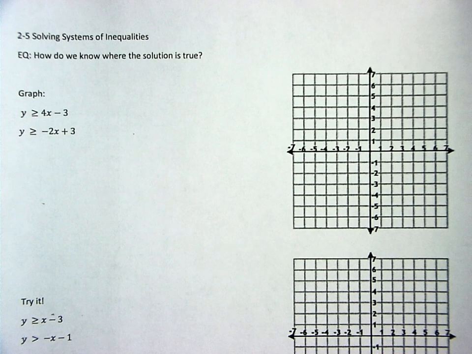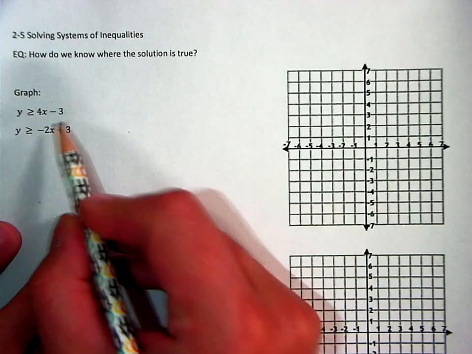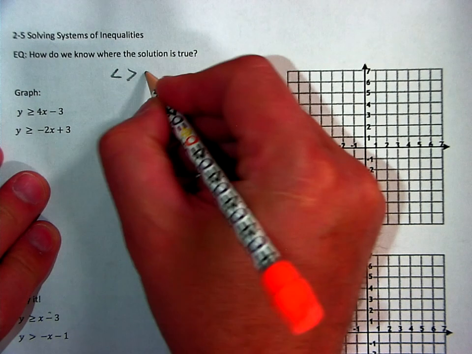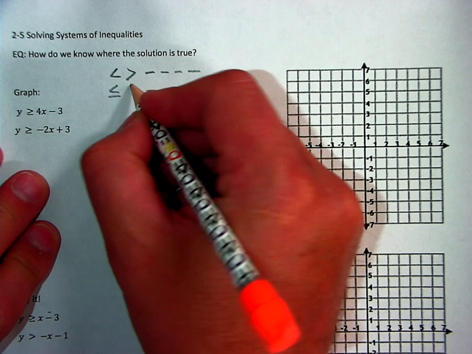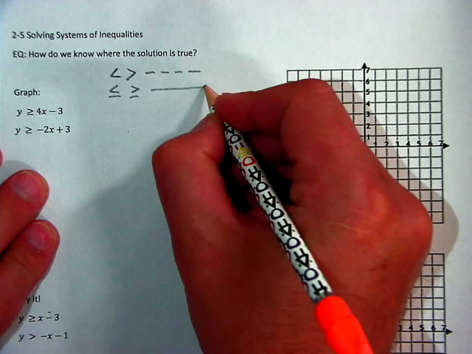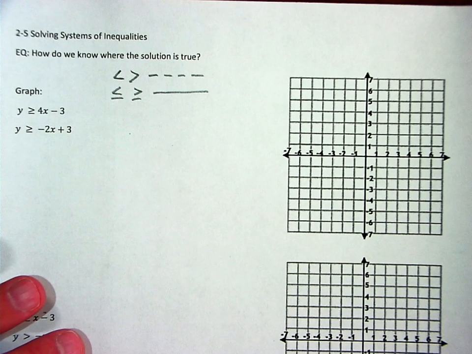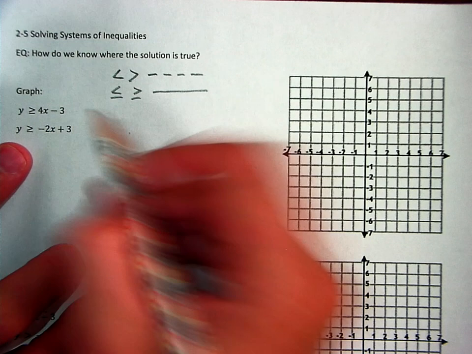First of all, y is greater than or equal to 4x minus 3. What we need to know is if it's less than or greater than, it's a dashed line. If it's less than or equal to or greater than or equal to, it's a solid line. The top one is a greater than or equal to, so it's going to be a solid line.